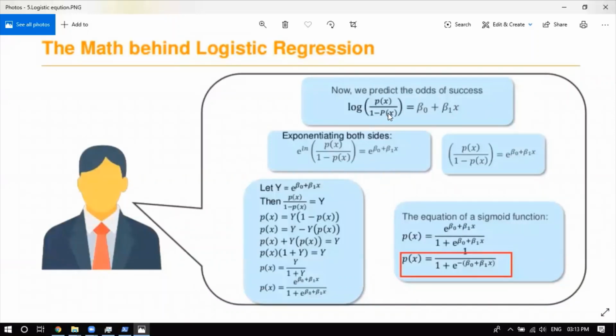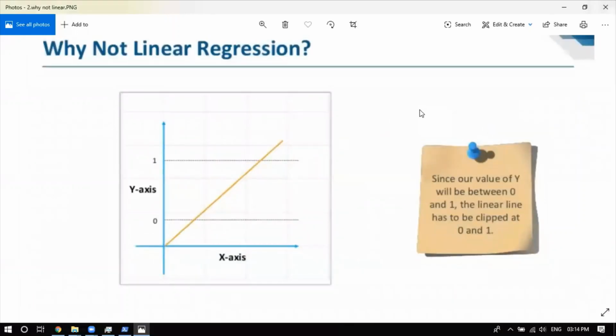Now we use this to predict the odds of success: out of the percentage of not happening, how much percentage is there for happening. We take the log of it, and now beta 0 plus beta 1 x will be a straight line, the proper linear line which we were trying to make. If we are not going for logistic, what kind of line are we trying to make? This particular line. We're trying to fit this line into a logistic curve.